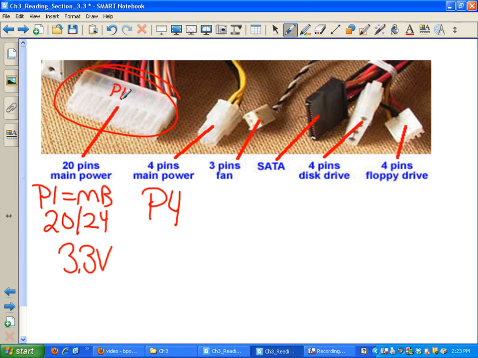Okay, then we've got a P4 or a Pentium 4 plug. Realistically, every computer today is Pentium 4, dual core, quad core, 6, 8 cores. They pull more power.